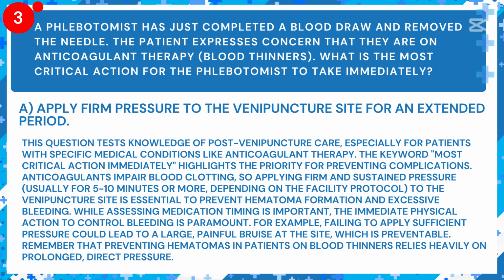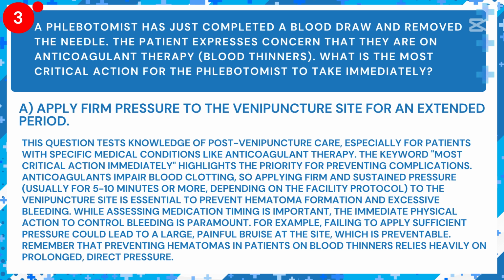Answer: A. Apply firm pressure to the venipuncture site for an extended period. Explanation: This question tests knowledge of post-venipuncture care, especially for patients with specific medical conditions like anticoagulant therapy. The keyword most critical action immediately highlights the priority for preventing complications. Anticoagulants impair blood clotting, so applying firm and sustained pressure, usually for 5 to 10 minutes or more, depending on the facility protocol, to the venipuncture site is essential to prevent hematoma formation and excessive bleeding.